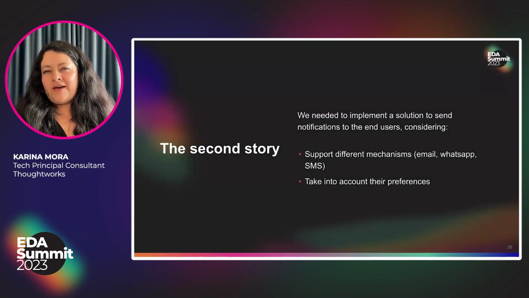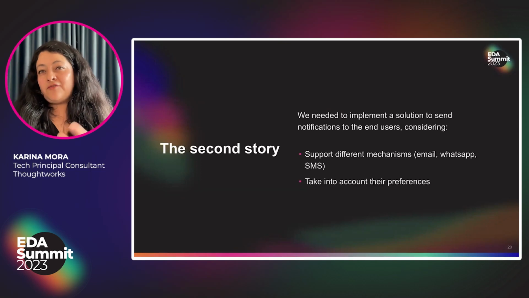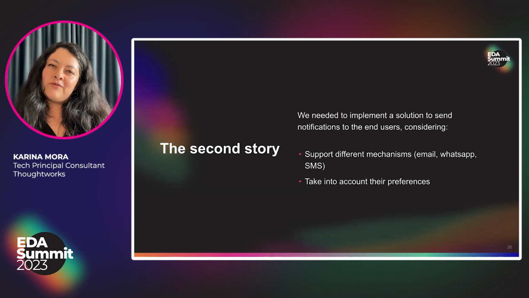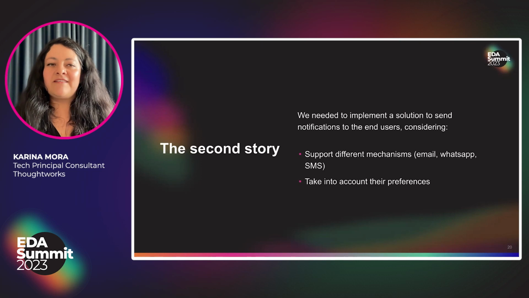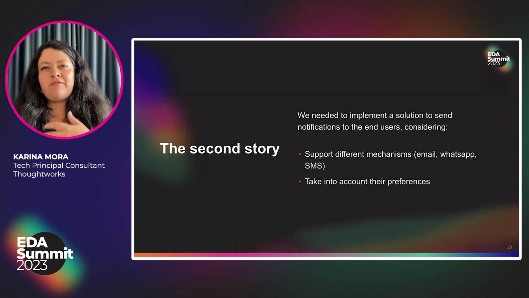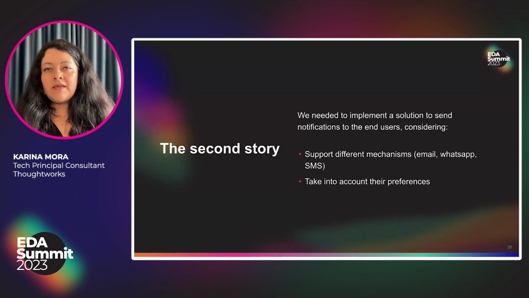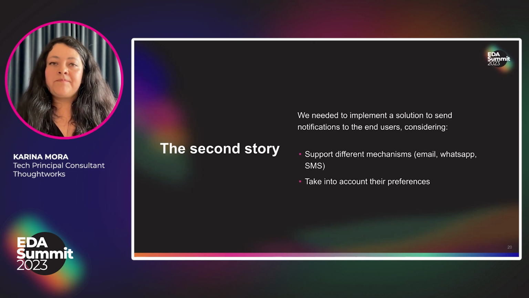Now I would like to talk about the second story. The first story, as you saw, was a REST architecture, and I promised I would talk about how we use circuit breaker. In the second story, what we needed to do was generate and implement the solution of notifying the customer, but we needed two criteria to be covered. One, to know the preference and use the preference as a guide of which mechanism to send the notification, and also have different mechanisms like email or SMS or other mechanisms.